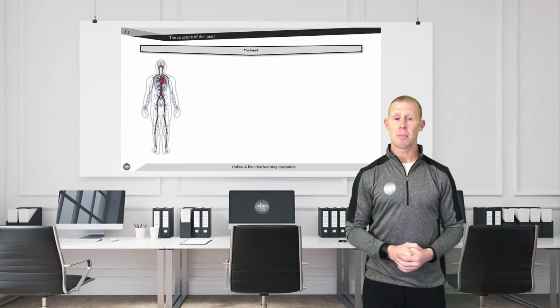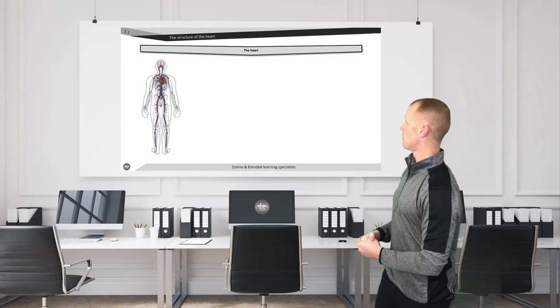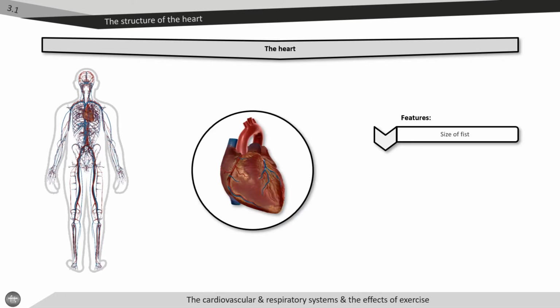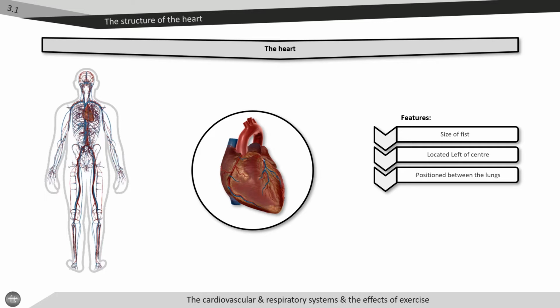Now let's have a look at the basic structures of the heart. The heart is a muscular pump which pumps blood through all of the different blood vessels around the body to all of the different tissues and organs which it supplies. The heart is around about the size of an individual's clenched fist and lies behind the sternum, just to the left of centre, and is positioned between the left and right lungs.